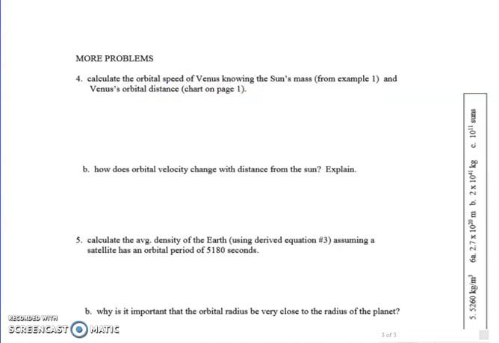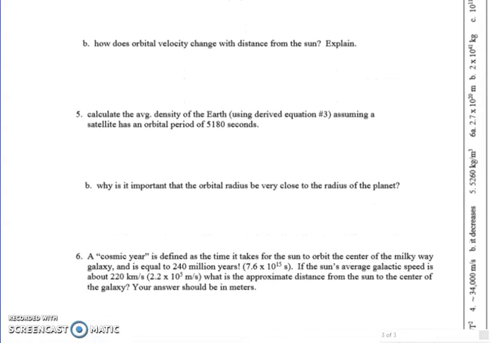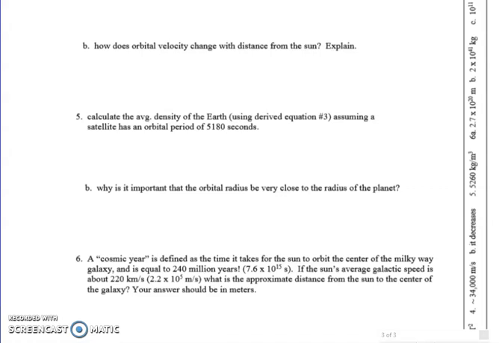Okay, how does the orbital velocity change? I want you to explain. You reference an equation there. Calculate the average density of the Earth. Use the derived equation I just did. You don't have to re-derive it. And assuming a period, I give you that. And then why is it important to be very close? I'll let you try to work that out.